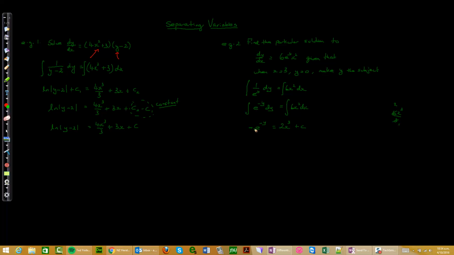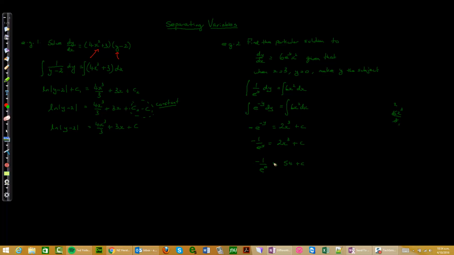So what I'm going to do with this part here, I'm going to rewrite this as negative 1 over e to the power of y. Might be a little bit easier to work with, not very much, but a little bit. And let's now substitute in the 3 and the 0. So we're going to get negative 1 over e to the power of 0, because y is 0, and x is 3, so we're going to get 3 cubed. 3 times 3 is 9, 9 times 3 is 27, 2 times 27, that looks like that's 54. Okay, so we've got 54 plus c.